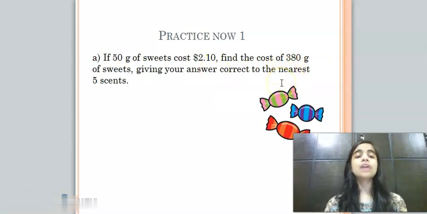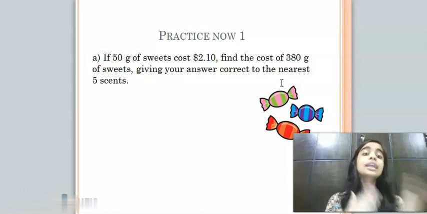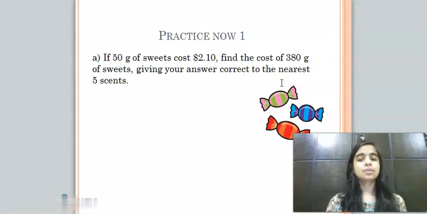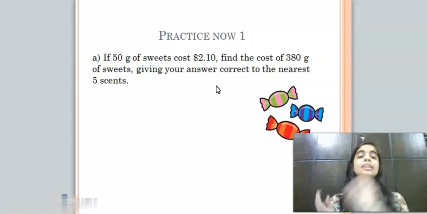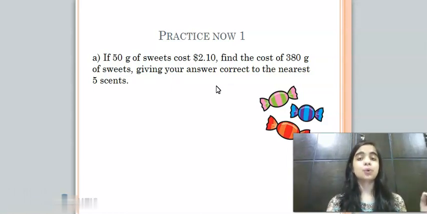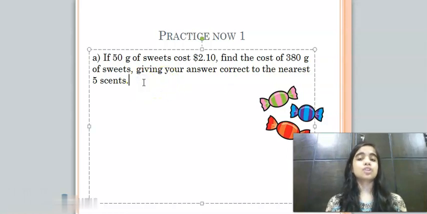Now one thing is very obvious. If I increase my grams of sweets, my cost will automatically increase. Why? Because my grams of sweets are directly proportional to the cost of sweets. For example, for 50 grams I'm paying $2.10, so it's quite obvious that for 100 grams I'll be paying $4.20. This means that these two quantities are directly proportional. They are increasing with the same ratio. Okay, so let's try working out this question.